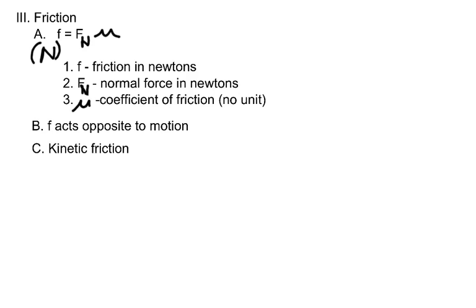There are two types of friction we need to know in this class. One is called kinetic friction, or F sub k. This is the friction of motion. The other type of friction is called static friction, and this is friction between two objects when they are not moving.